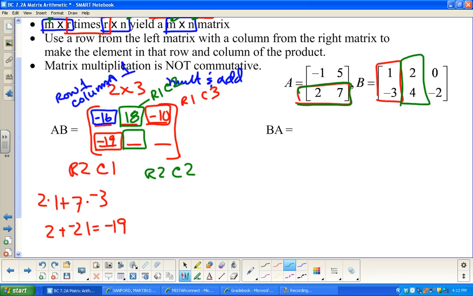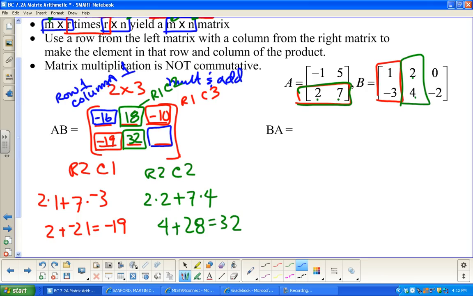And you don't have to do them in this order. You can do them in any order you want. The issue is just you need to keep straight where you are. Okay, so row 2, column 2. So it's going to be 2 times 2 plus 7 times 4. Okay, one more to go.